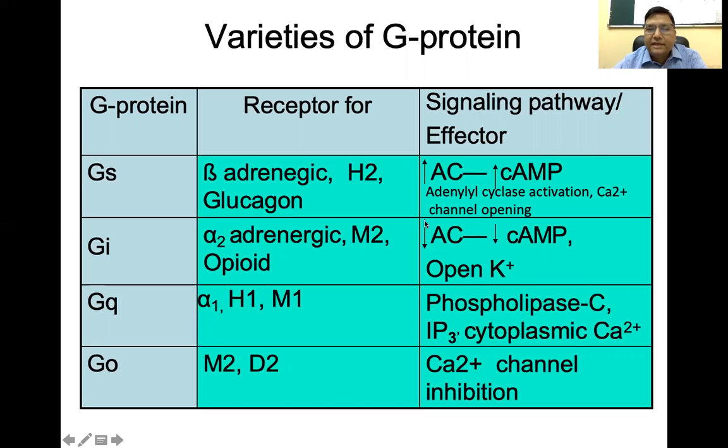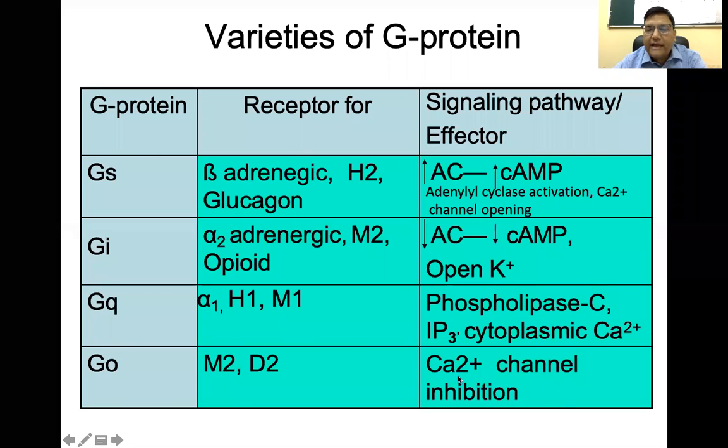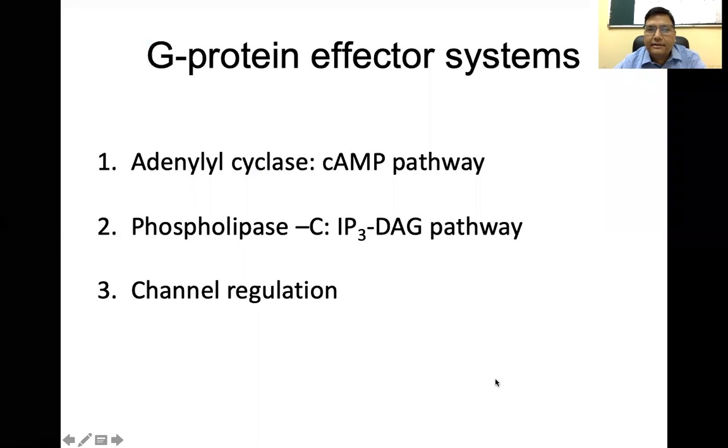For G inhibitory, the signal pathway or the effector is just opposite to that of the G stimulatory, where they inhibit the adenyl cyclase and thereby decrease the cyclic AMP, or open the potassium channel. Examples are the alpha 2 adrenergic and the M2 type of muscarinic receptor. Then GQ acts through the phospholipase C, inositol triphosphate, diacylglycerol pathway. I am going to show you in the diagram also how these drugs act. Example is the alpha 1 receptor. G0, as in M2 or D2, acts by inhibiting the calcium channels.